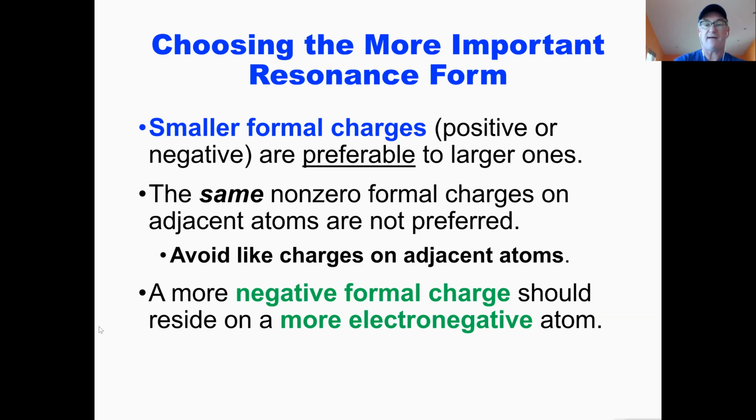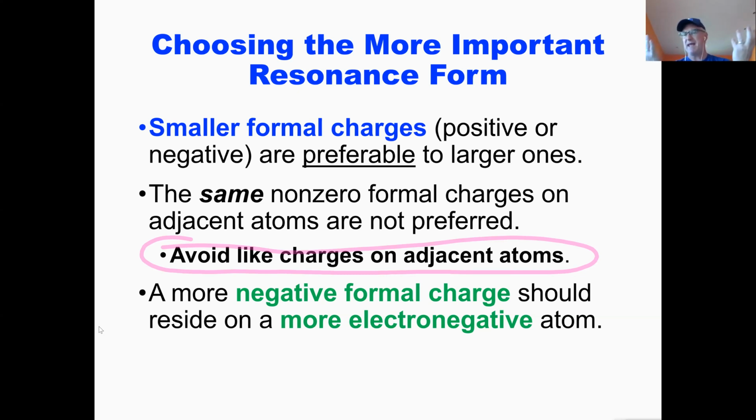Generally, you don't have like charges on adjacent atoms. Generally, you don't have a negative charge next to a negative charge. That usually doesn't occur. It may sometimes, maybe there might be no other way to draw it, but generally you don't have the same charge on adjacent atoms, like a positive and a positive or a negative and a negative. Because in that situation, what you're setting up is a molecule where two of the atoms are repelling each other. And that's exactly the opposite of what a molecule is supposed to be doing.